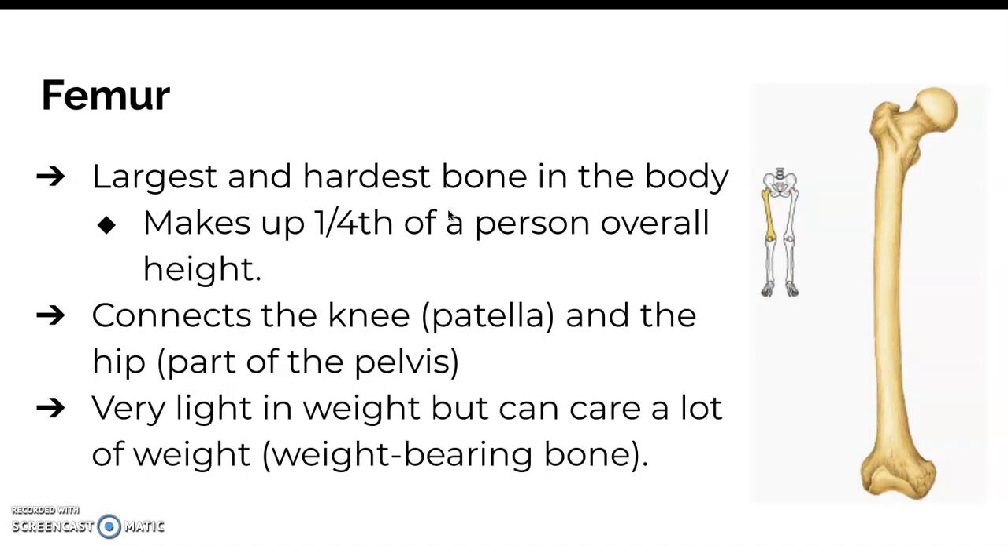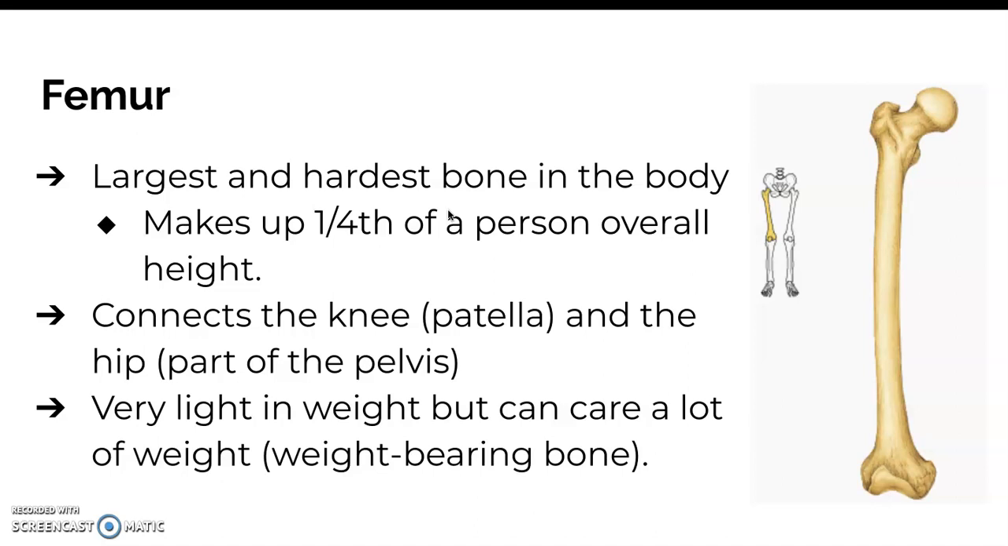Then we're going to move to the lower half of the body, and the first bone is the femur. This is the largest and hardest bone in your body. This is where your thigh would be. It is the bone that lies underneath all that muscle. It makes up a quarter of a person's overall height, actually.